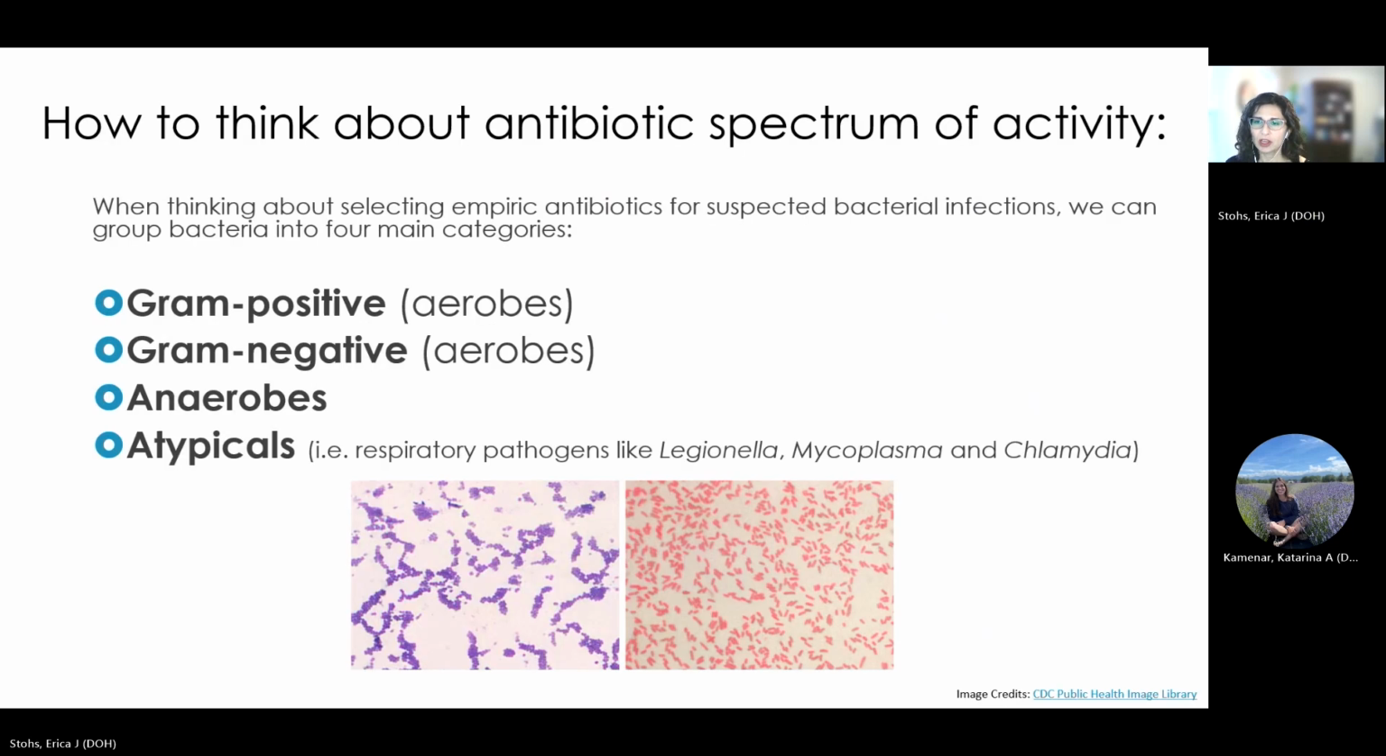And for anaerobes, these are bacteria that do not require oxygen to grow. These are a little bit more difficult, and these are going to be names of bacteria that you are probably going to be less familiar with. For the purposes of this discussion, we're just going to be referring to them in one big bucket called anaerobes and not really get more specific than that. And finally, the 4th category is atypicals. These are bacteria that are very difficult to grow in the lab, and they're often diagnosed using a different kind of test, often a molecular test. Some examples are bacteria that cause pneumonia like Legionella, Mycoplasma, and Chlamydia.